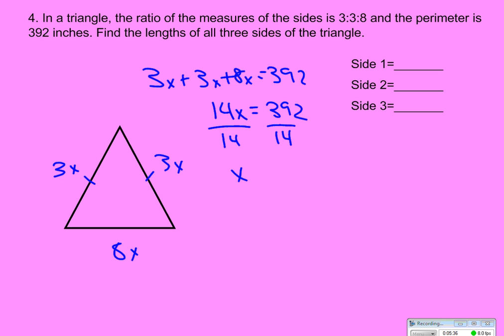A little division. And again, I throw the x in there just so I can use it to measure. It's going to help me figure out what the two side lengths are, and it's going to help me figure out what the final piece is. So that's going to be 28 when I divide it. So that means these two sides are going to be 84.